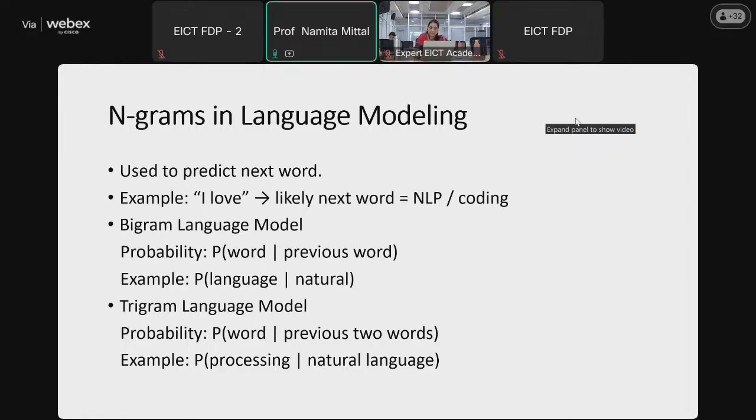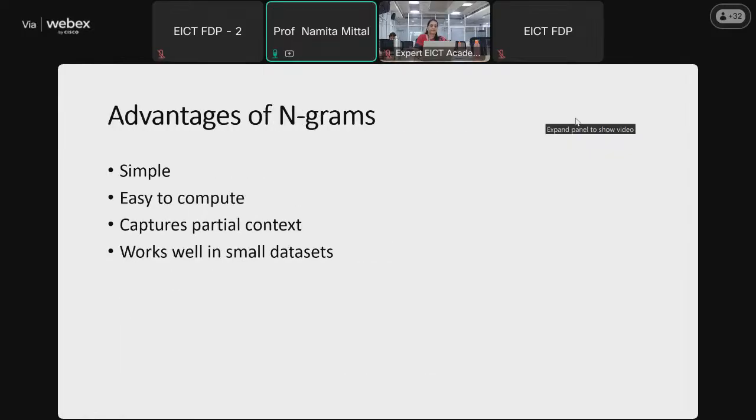So we have to maintain the order. The advantages of n-gram are that it is simple, easy to compute, captures partial context, and works well on small datasets. Actually, the big question mark is about the dataset. When we have a small dataset, it doesn't work well in many cases. So we have to find such cases where it is also working. It works well on small datasets.